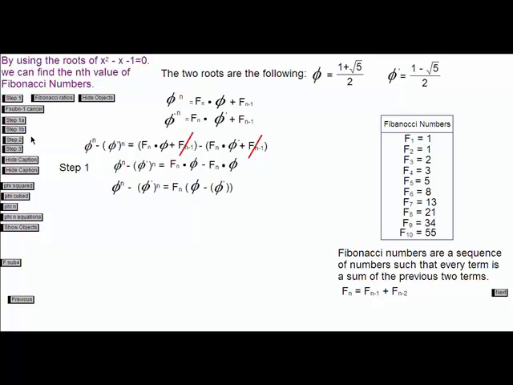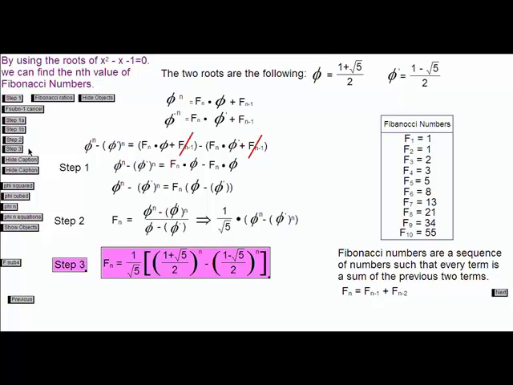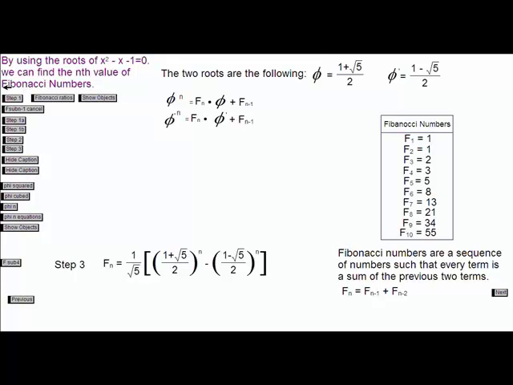Now set the equation to f sub n, and then if you substitute the roots in for phi and phi prime, you will see that phi minus phi prime equals the square root of 5. Then substitute the roots back in to get the formula for the nth Fibonacci number. This formula is called Binet's formula.